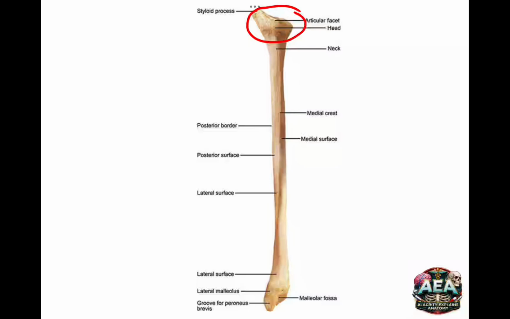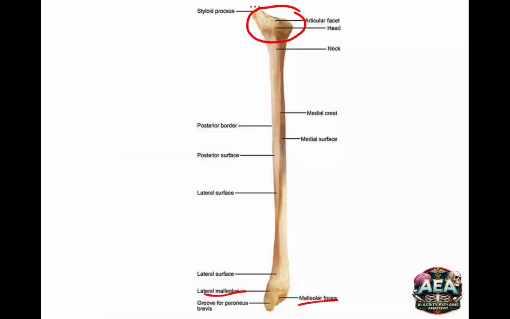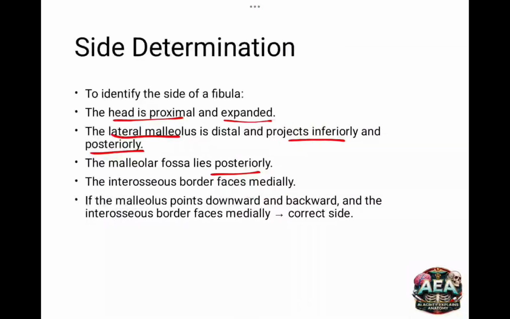You know, the lower end of the tibia forms the medial malleolus, while the lower end of the fibula forms the lateral malleolus that projects downward and posteriorly. The malleolar fossa lies posteriorly. If you look at this, see the malleolar fossa, it lies posteriorly. The interosseous border faces medially. If the malleolus points downward and backwards, the interosseous border faces medially. That's the correct side.